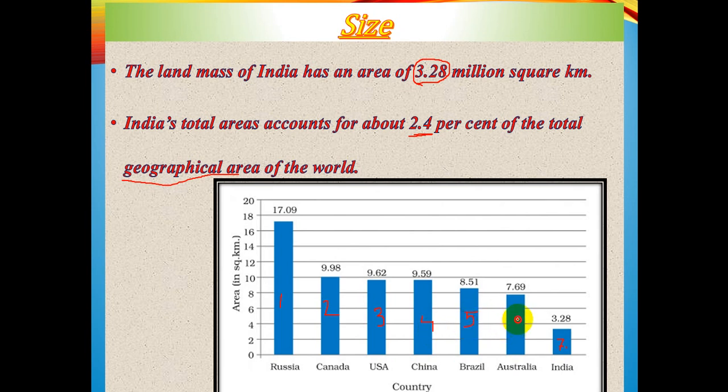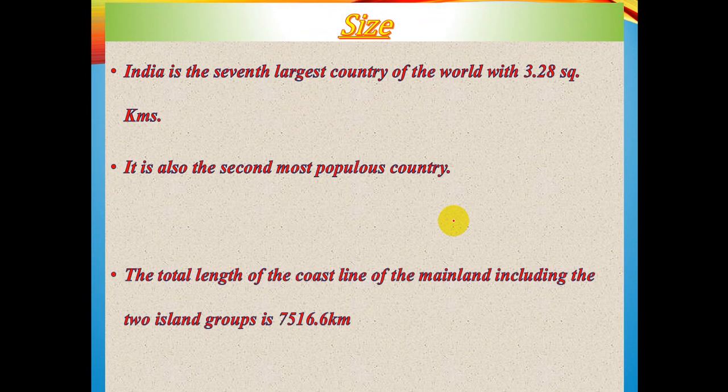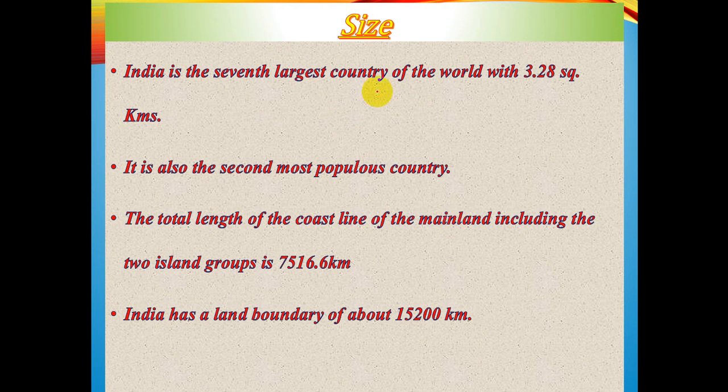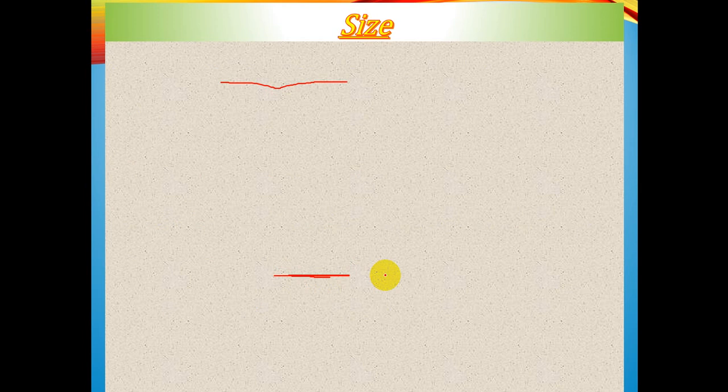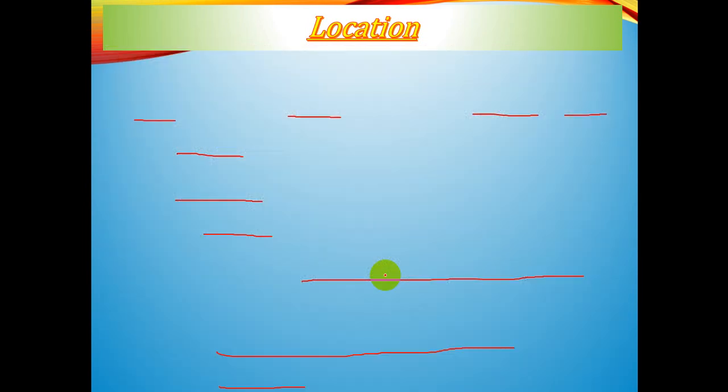Now, when it is 2.4%, but if we see population wise, our country ranks second. So, just see the burden on the land according to the size of the land that it covers with respect to the entire world. Now next, the total length of the coastline of the mainland including two island groups is 7,516.6 kilometer. Can we just go to the map and see this with the help of that?